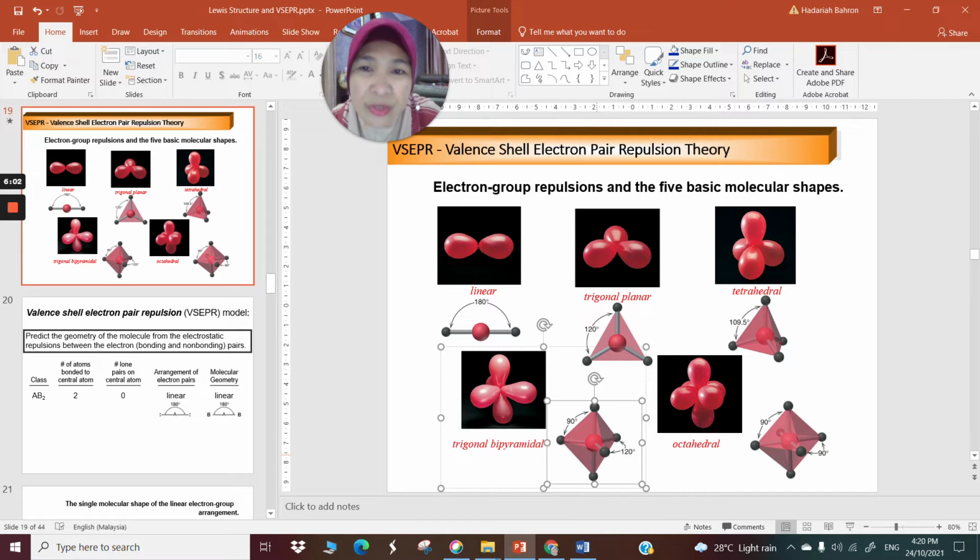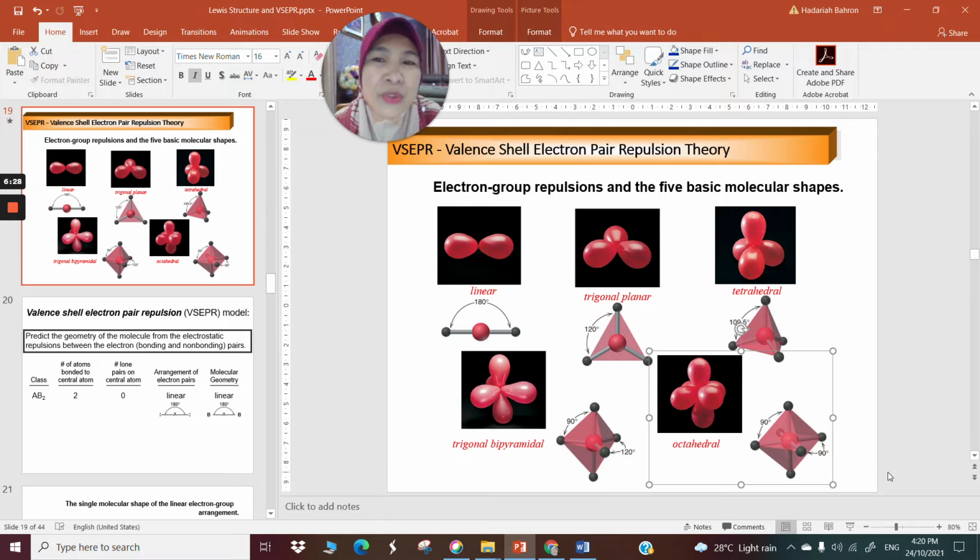So there are two bond angles in trigonal bipyramidal: 90 degrees from the top to the middle and to the bottom, and 120 all around the equator, if you like the globe. So the fourth shape is trigonal bipyramidal. Now the last, fifth shape is called octahedron.